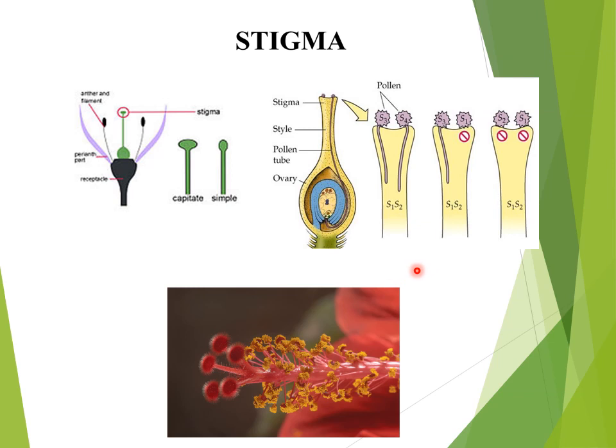Okay, the slide showing the stigma. This is the tip of the carpel, the stigma. The stigma may be capitate or simple; many types of stigmas are there. See, this is the stigma, style and ovary. The stigma is part of the female structure. It receives the male pollen grain. It is sticky in nature, and the pollen attaches on the stigma, after which the pollen tube forms and fertilization takes place. And this red diagram shows five velvety maroonish stigmas.